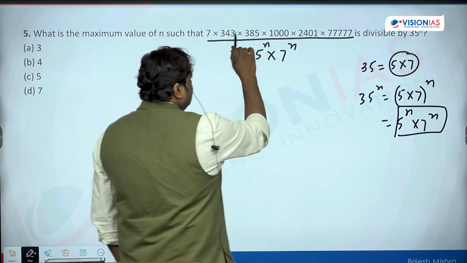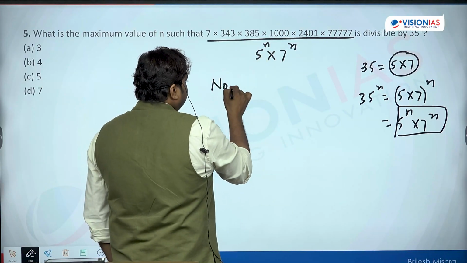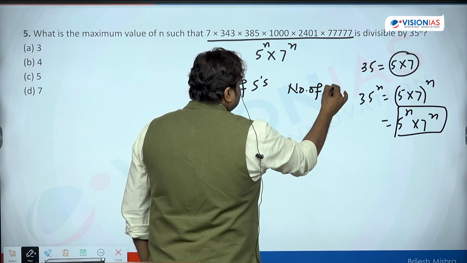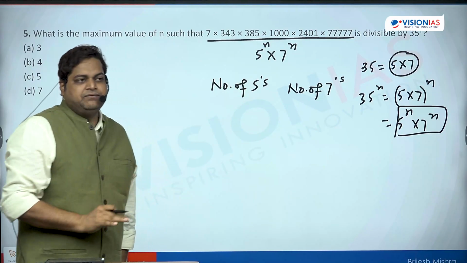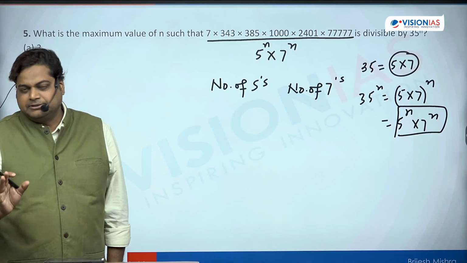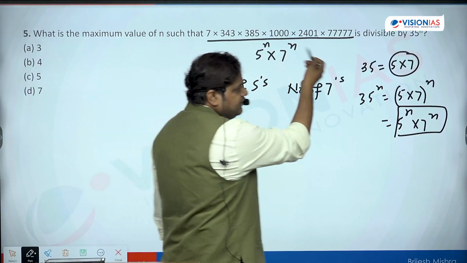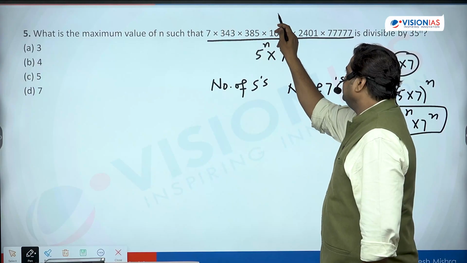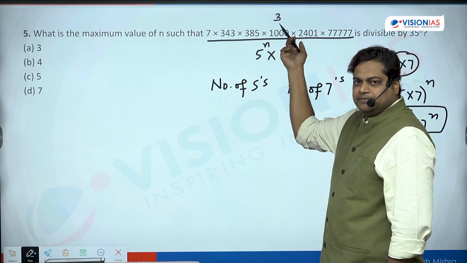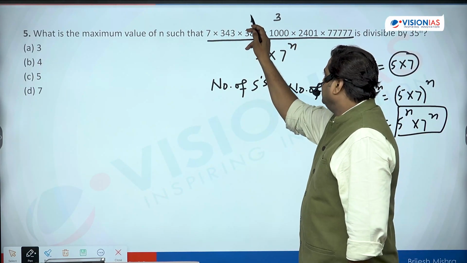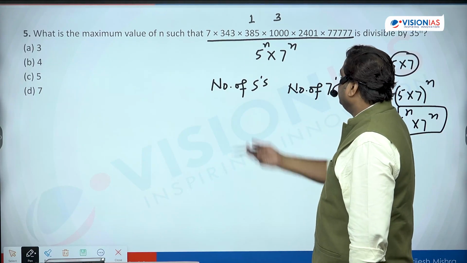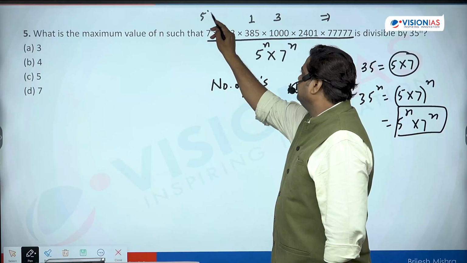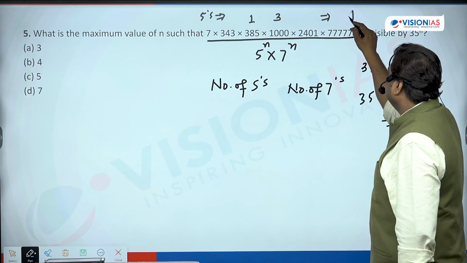So here we'll try to find out the number of 5s and the number of 7s. We just need to see which one is coming fewer times, 5 or 7. If we see 5s, here in 1000, 3 zeros, 3 5s. 385 has 1 five, and we're not getting any further 5. So the total number of 5s, we are getting 3 plus 1, 4.